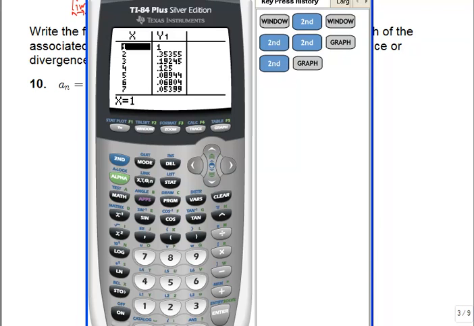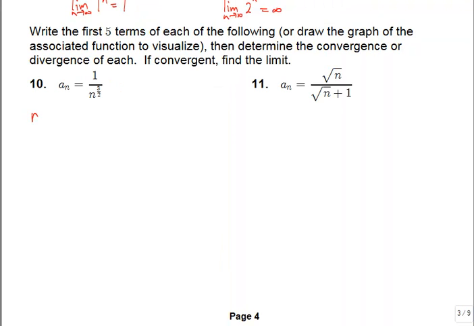Okay, so all you would have to do is maybe make a little table here for each of your first 5 values, and then you would just write down the corresponding nth term that we got in our table.